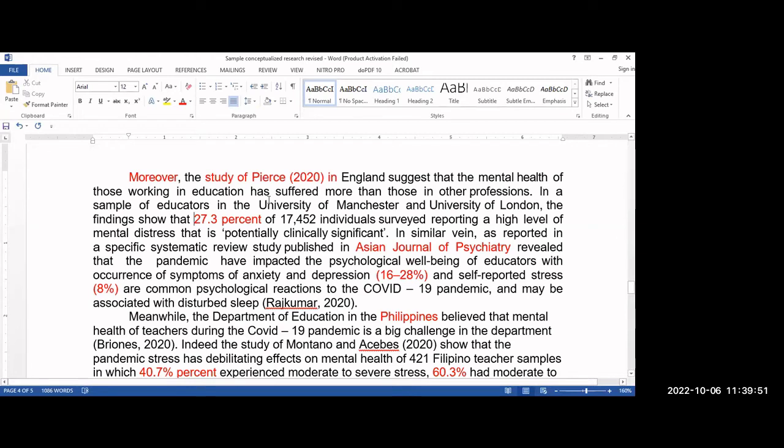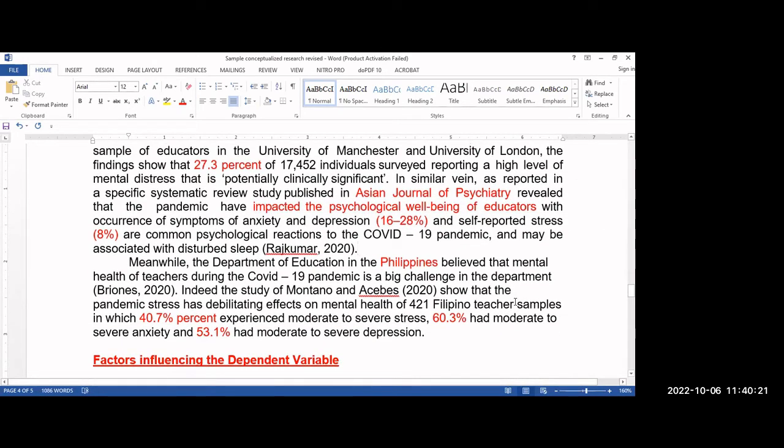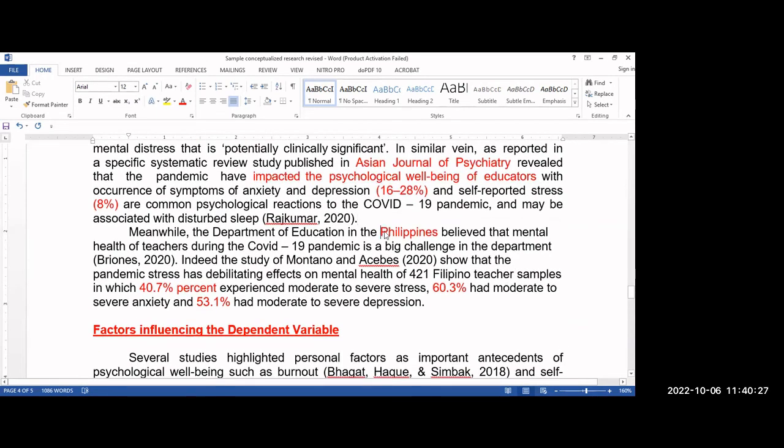Okay? So, the study of peers, ito na yung another inventory kanina. You have to make a story. Ano yung nangyari sa results na yan? And in similar vein, as reported in the systematic review published in Asian Journal of Psychiatry, revealed that the pandemic have impacted the psychological well-being of educators. So meaning, these are situations in other countries when it comes to psychological well-being. Then this is the Philippine setting sa baba.